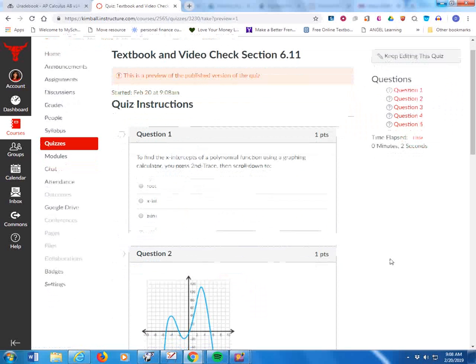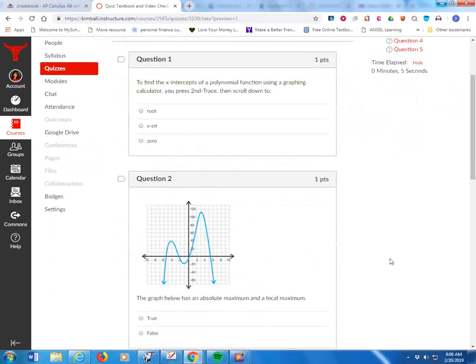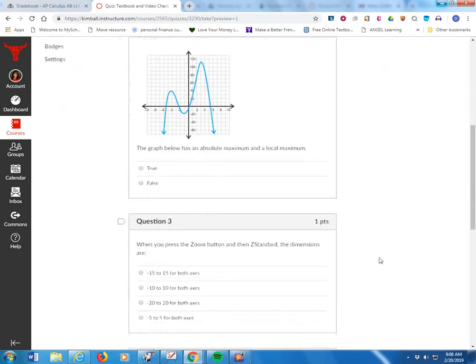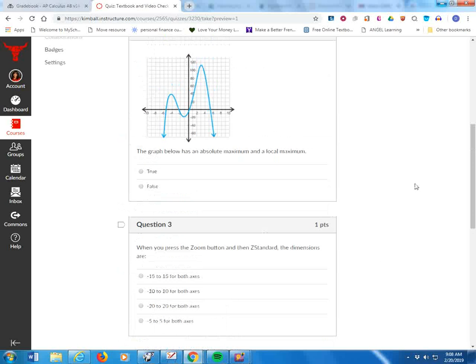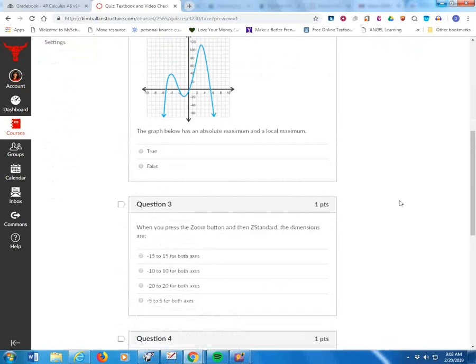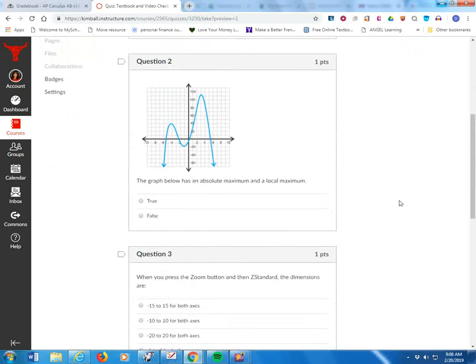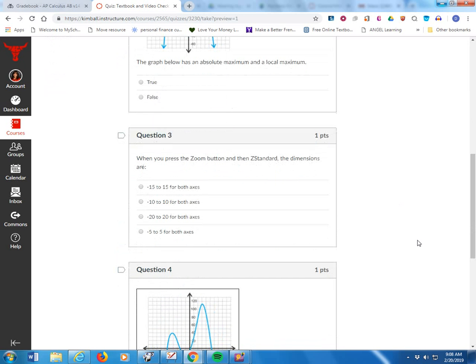To find the x-intercepts of a polynomial function using a graphing calculator, you press second trace, then scroll down to zero. The graph below has an absolute maximum and a local maximum. True. Its absolute maximum happens here, but if I had just this piece in my window, I could find a local. When you press the zoom button and the ZStandard, which I think was number 6, the dimensions are negative 10 to 10 for both axes.